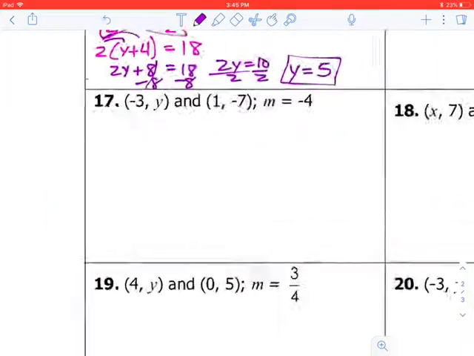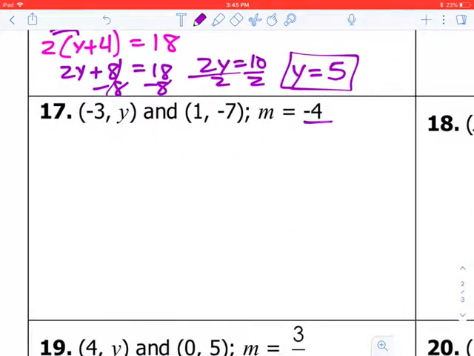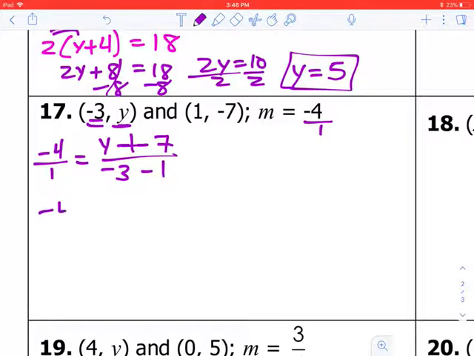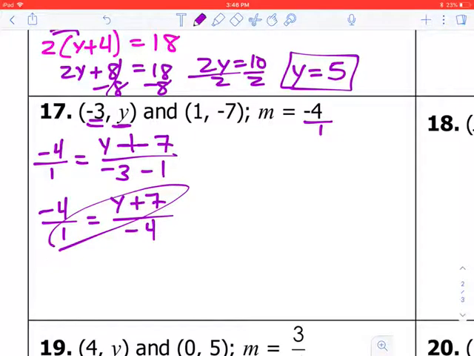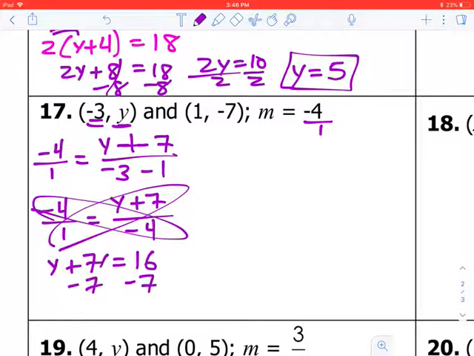So let's do a couple more here. Number 17. Again, I'm going to make this 4 over 1. So negative 4 over 1 equals, I'm going to start with the one with the variable, so y minus negative 7, which becomes plus 7. Negative 3 minus 1. So that's negative 4 over 1 equals y plus 7 over negative 4. And now let's cross multiply. So y plus 7 equals, negative times negative is positive 16. Subtract 7. And I get y equals 9.